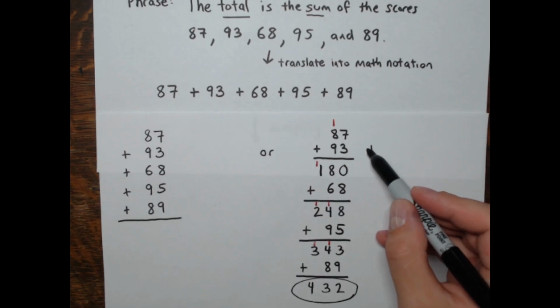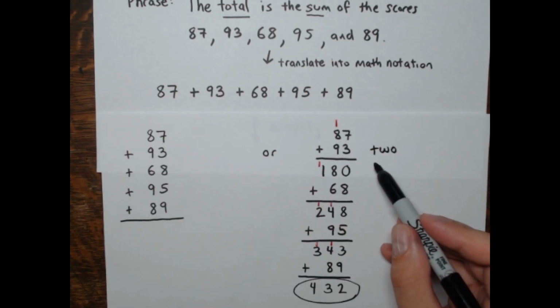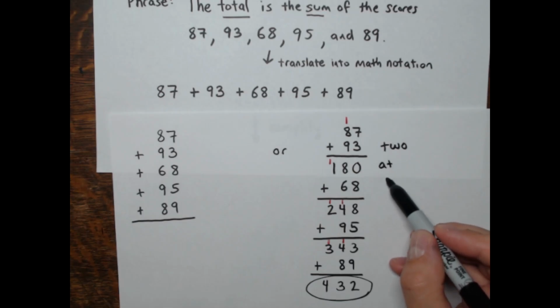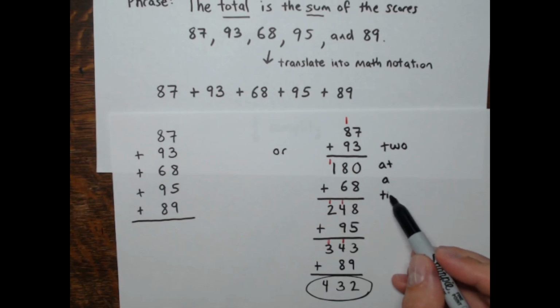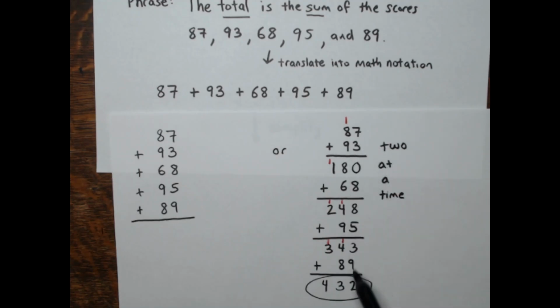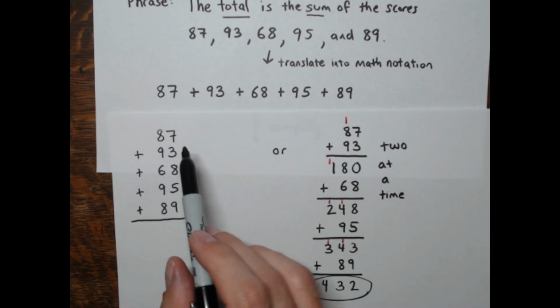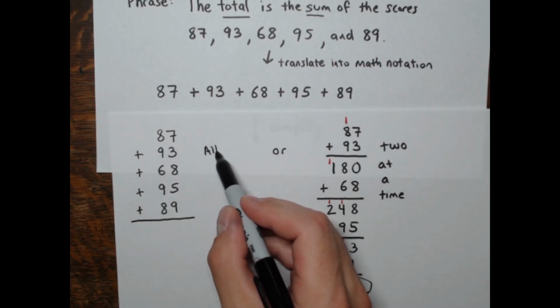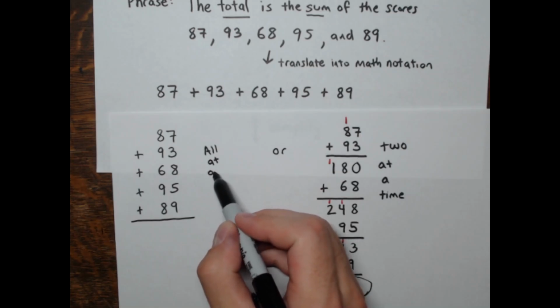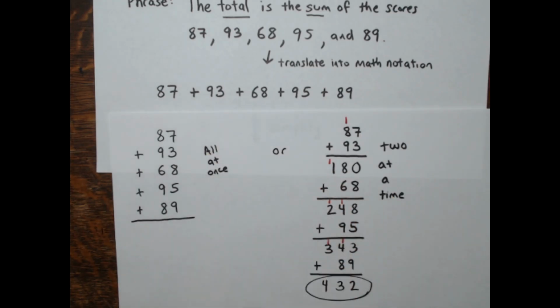So this is 2 at a time over here, which is totally fine. All right, it just takes a little more writing. You're adding, adding, adding, adding. Now we could do all at once as well, where I just stack all 5 scores up. You just have to know how to add larger numbers.